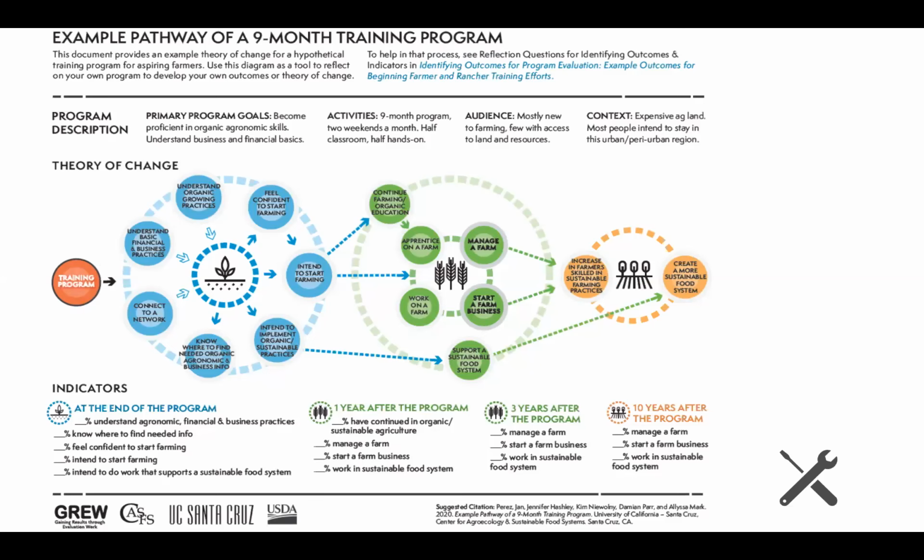So this diagram is an example theory of change, as Tom talked about earlier. And this is for a hypothetical beginning farmer and rancher training program, and it's specifically for aspiring farmers. So it basically provides some ideas of what a theory of change for that kind of program might look like. And again, you can use this to bounce off of and see if those things relate or not, or how they do.